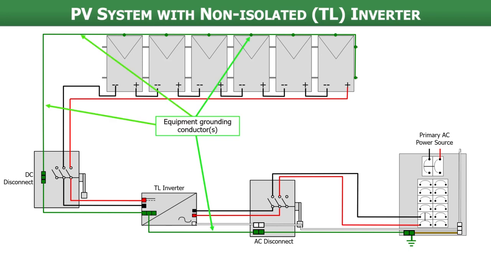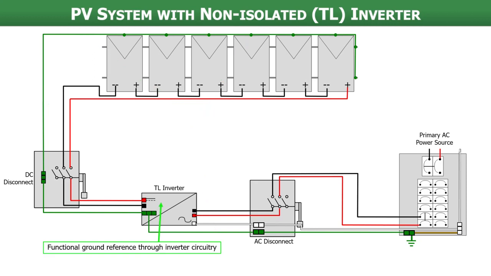Taking a look at what a line diagram for this type of system looks like, we have our equipment grounding conductors, which connect all the metal parts of our system together. You can see it goes from the array, that green line, all the way around through the DC disconnect, into the inverter, and then the connection continues through the AC disconnect and into the primary AC power source.